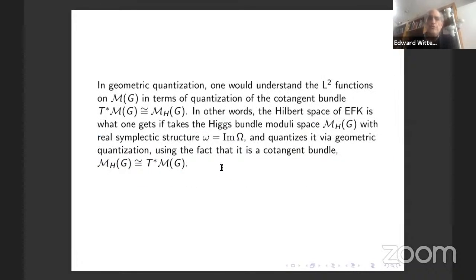So in geometric quantization, we'd understand the L2 functions on the moduli space of bundles in terms of quantization of its cotangent bundle. And the cotangent bundle is birational to the Higgs bundle moduli space, which for an L2 theory is good enough. So you can say that the Hilbert space of Eddinghoff et al. is what you get if you take the Higgs bundle moduli space with its real symplectic structure omega and quantize it by geometric quantization using the fact that it's a cotangent bundle. So they studied this complex symplectic manifold viewed as a real symplectic manifold and quantized it in the sense of ordinary quantization.